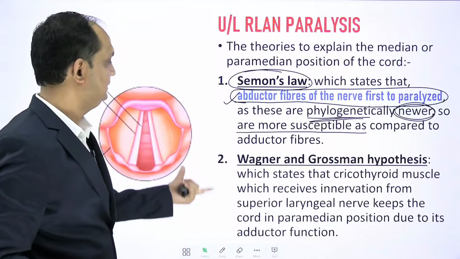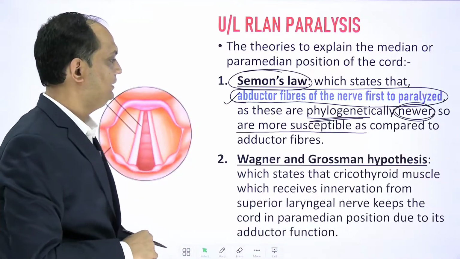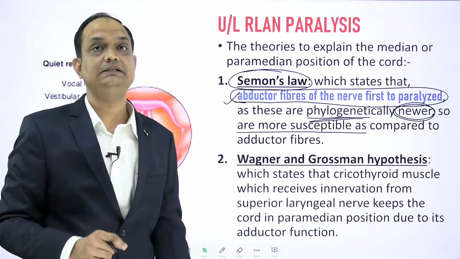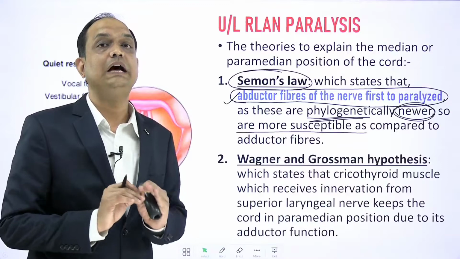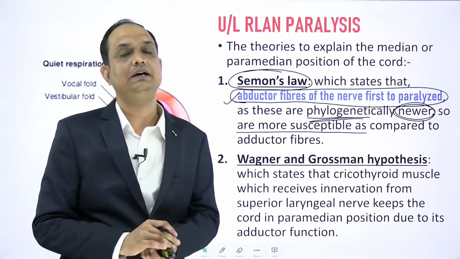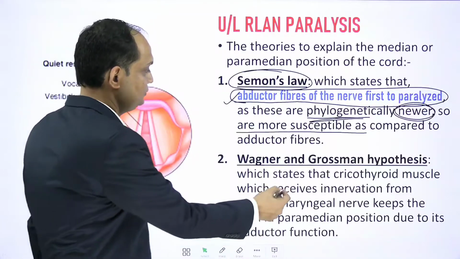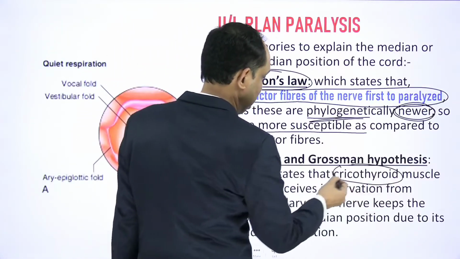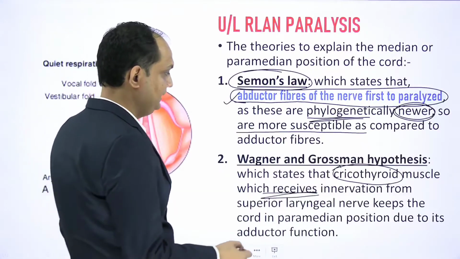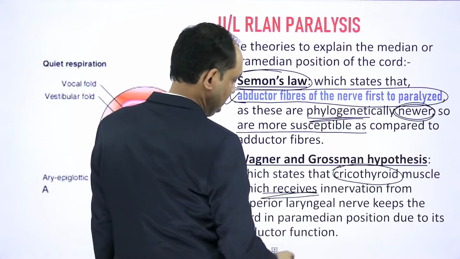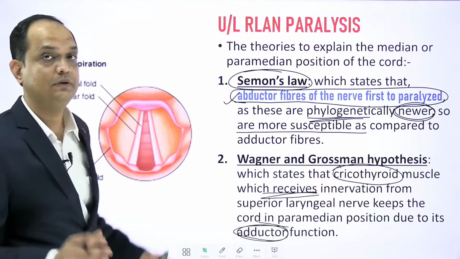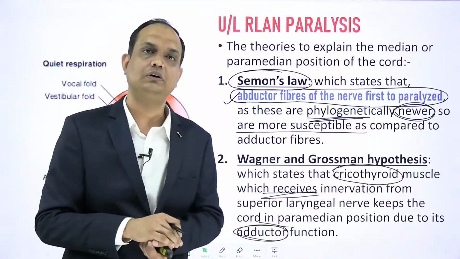Second thing is, the theory given by Wagner and Grossman. Their hypothesis said that the cricothyroid nerve supply is still maintained because it is supplied by the external laryngeal nerve. So they said that the cricothyroid muscle is working normally because it is supplied by the external laryngeal branch of the superior laryngeal nerve, and this cricothyroid also has an effect on adduction. It is also responsible for some adduction of the vocal cords.